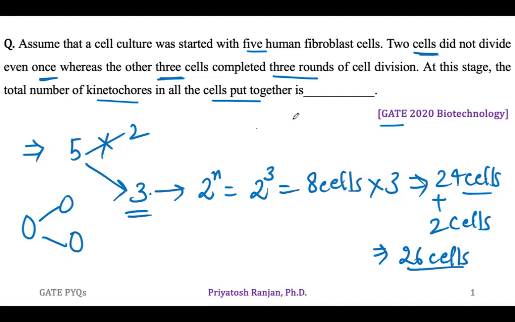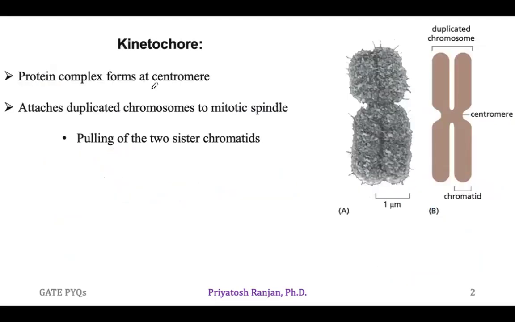Now, what we need to find out is the total number of kinetochores in all the cells put together. So we need to figure out the total number of kinetochores present in these 26 cells. First we need to understand what a kinetochore is. It is a protein complex which is formed at the centromere. This is the point where the kinetochores are formed. And what is its function? It attaches the duplicated chromosome.